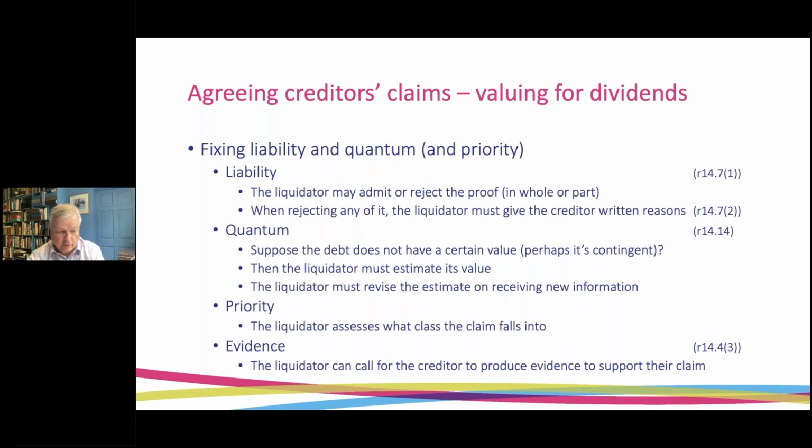When it comes to agreeing claims, there are three things that you need to decide. Firstly, you have to decide on liability, whether the creditor is actually a creditor at all. Secondly, you have to decide on quantum, how much is this creditor owed? And the third thing you have to decide is the priority of the debt. Is this creditor only an ordinary unsecured creditor, or do they have a higher claim in the liquidation, perhaps as a preferential creditor or through some security?